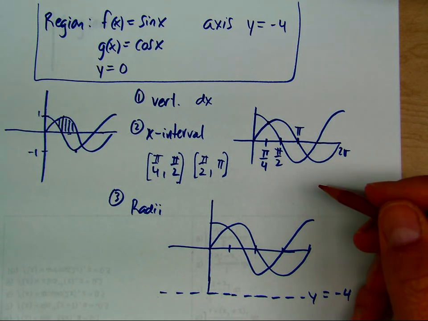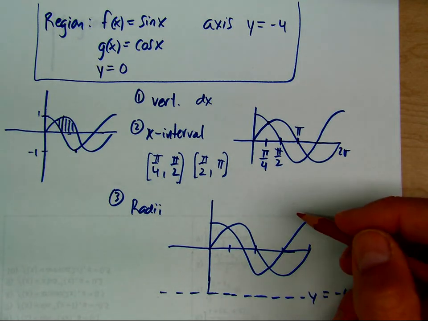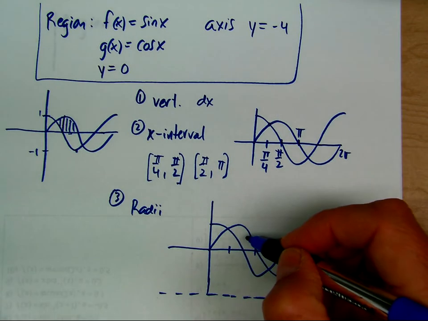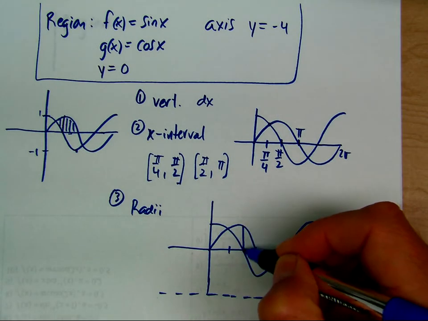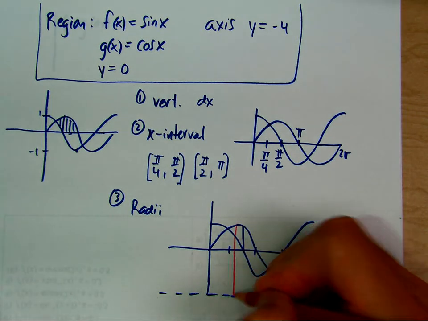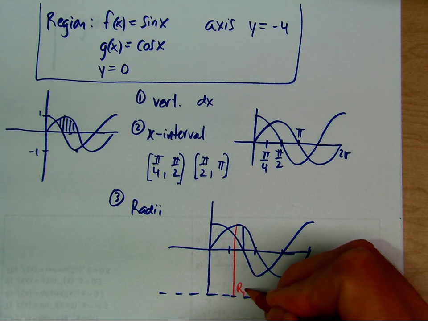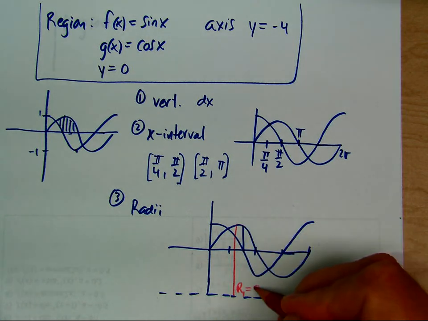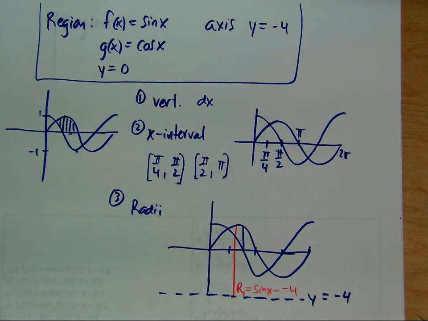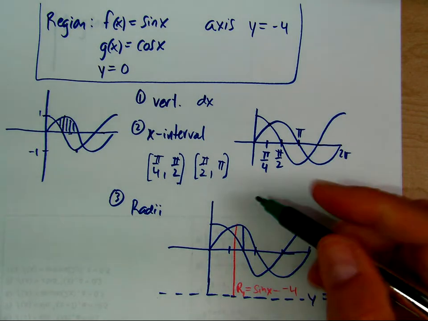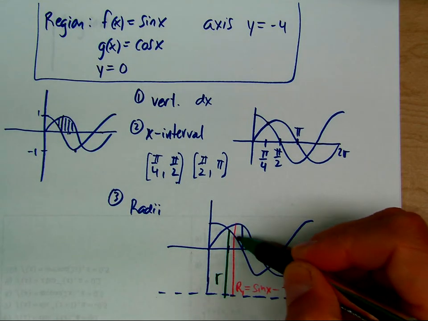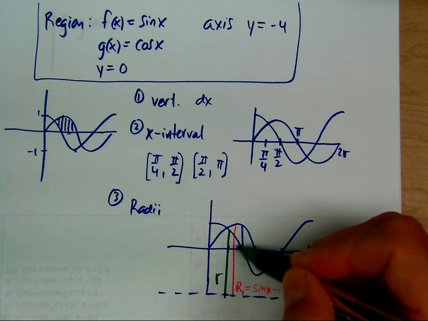Alright, so now we have to have two different big R's and two different little r's. The region is divided here at pi over 2. So big R1 is going to be top, which is sine, minus -4. Still in the first region, we go from the axis to the closest part of the region, and that's top minus bottom, cosine minus -4.